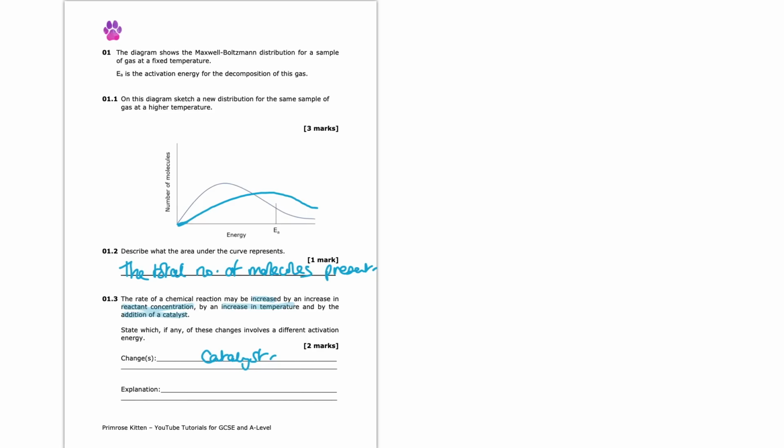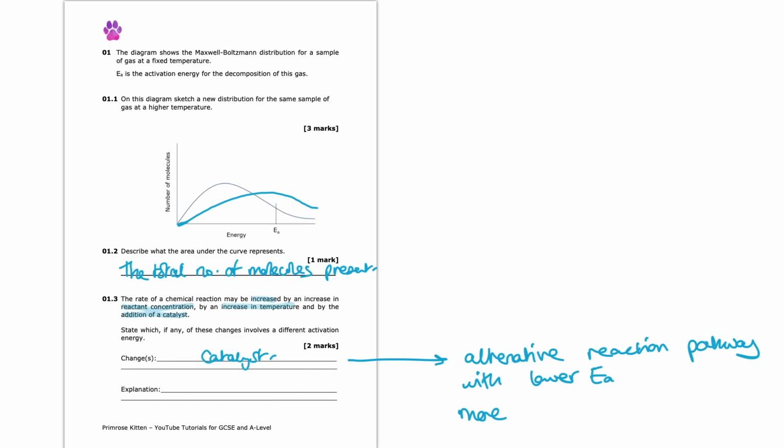So a catalyst, the way that it works is it provides an alternative pathway for the reaction that has a lower activation energy. And because it has a lower activation energy, that means that we're going to have more particles which have an energy above the activation energy. Okay, so it's an alternative reaction pathway with a lower activation energy. And therefore that means that more particles will have an energy above that activation energy. Perfect. Okay, let's have a look at the next question on the next page.